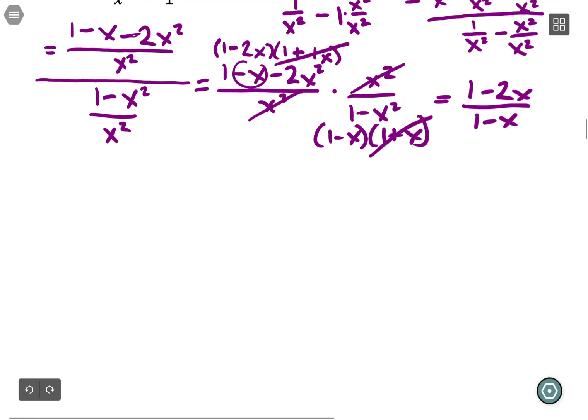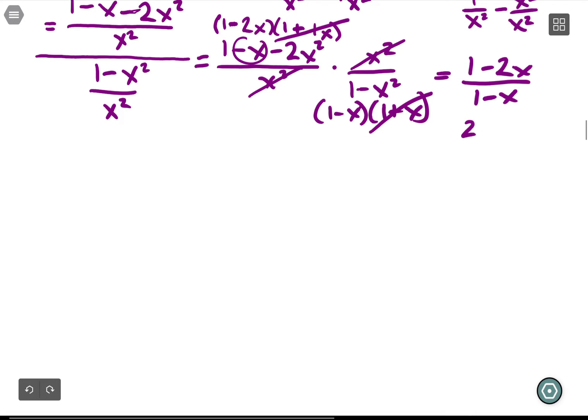If you do this differently and you get 2x minus 1 over x minus 1, you are perfectly right. Those are exactly the same thing. If you take either one and multiply top and bottom by negative 1, it will turn it into the other. And multiplying top and bottom by negative 1 doesn't change the value. So they are the same thing. So either way is totally fine. If WebAssign tries to disagree with you, you just let me know. I will fix that. I don't think it will, but you never know.